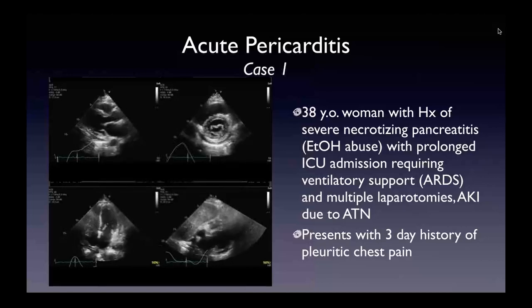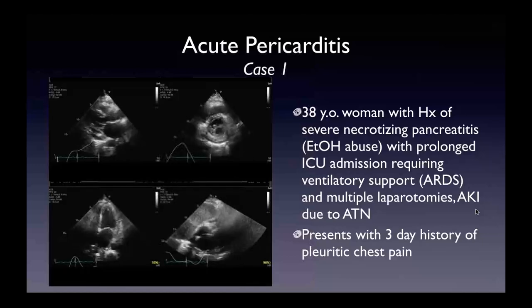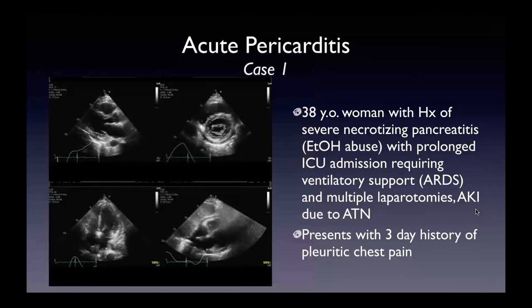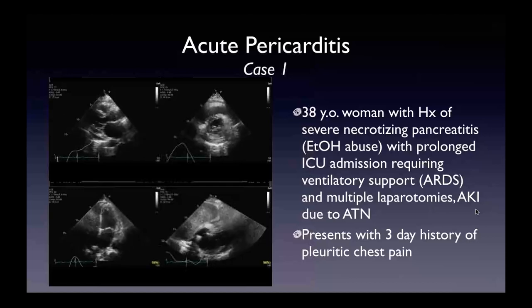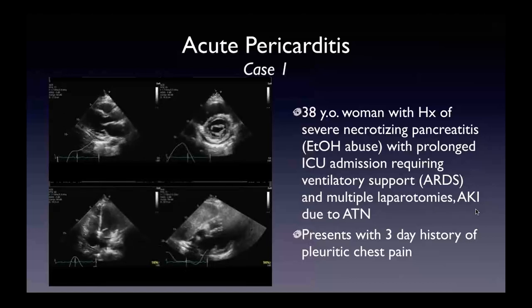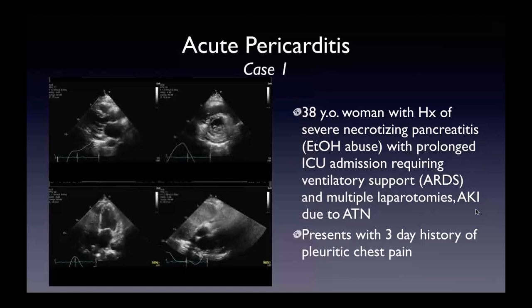She has a history of severe necrotizing pancreatitis, which is associated with alcohol abuse syndrome, with a prolonged intensive care admission with that pancreatitis requiring ventilator support. She had ARDS, multiple laparotomies for complications of her necrotizing pancreatitis. She had acute kidney injury, was temporarily on dialysis, and this was due to ATN. She was in hospital for months. And she presented with a three-day history of classic pleuritic chest pain.